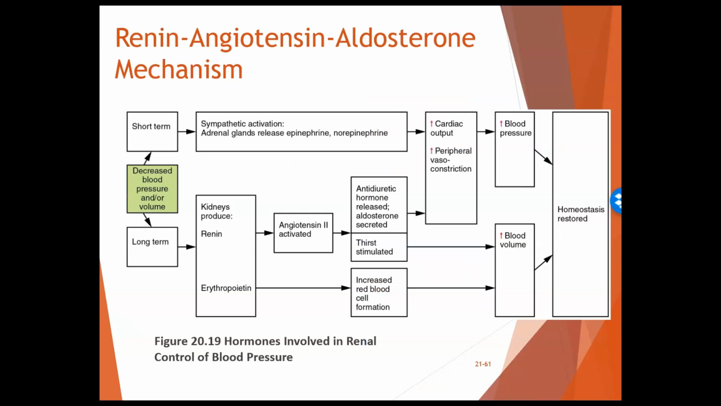Okay, and here is another figure that walks you through some of those things that we discussed in the short term. If we have a decrease in blood volume, we can use epinephrine and norepinephrine from our adrenal glands, specifically in the medulla. That's going to increase cardiac output and vasoconstriction. That increases our blood pressure. For the long term, we can use that renin-angiotensin aldosterone mechanism, which I won't walk you through a third time. And then the next thing we're going to learn about is erythropoietin. This is also released from the kidneys and is going to increase red blood cell formation, which increases our blood volume and will increase our blood pressure.